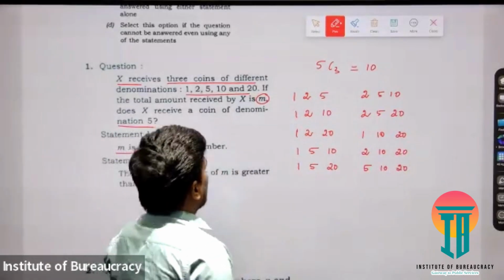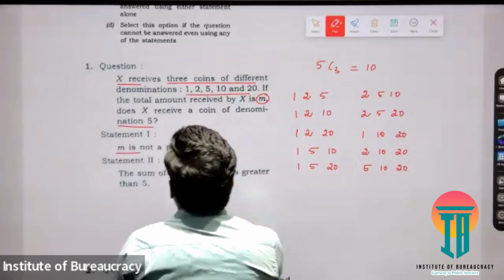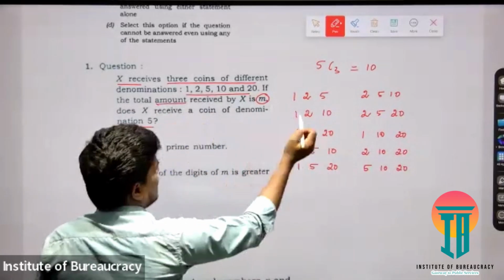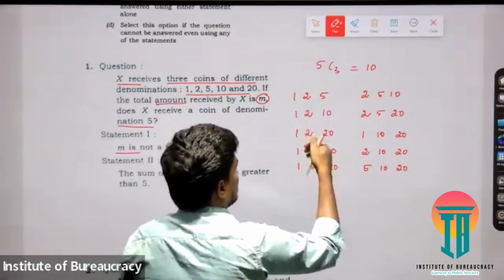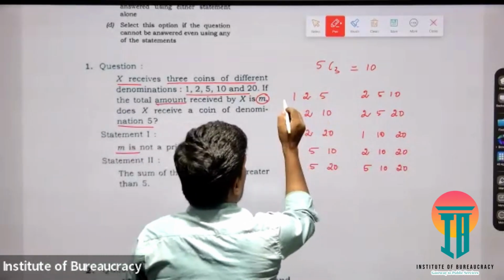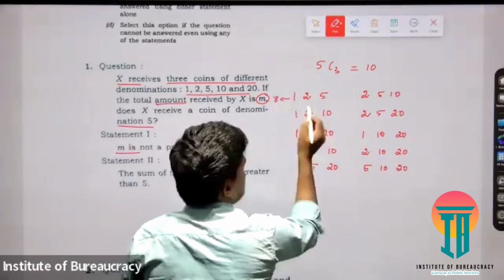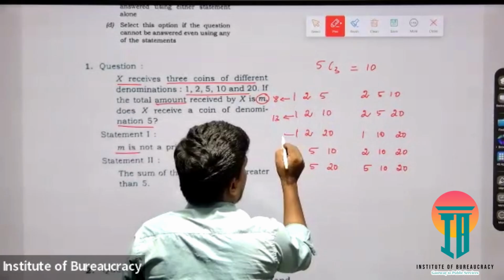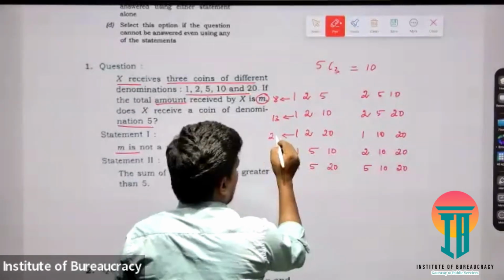Okay, so M is not a prime. M is the amount, that means the sum of all these denominations. So here it is going to be 8. Here it is going to be 13. Here it is the sum of all, so it is going to be 23.